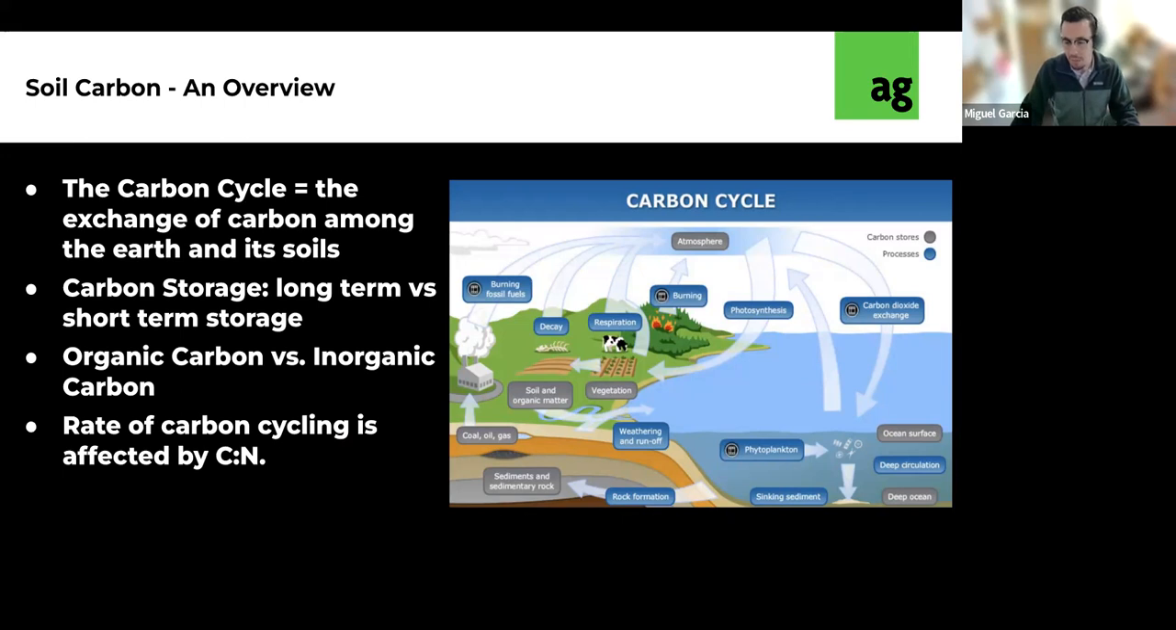So here we have a big picture of what the carbon cycle is. Basically, the carbon cycle is the exchange, transport, and transformation of carbon among the Earth's ecosystems. A snapshot of that would be how the carbon dioxide from the atmosphere is taken up by plants, who transform it into carbohydrates that they use as their source of energy. A large portion, sometimes as much as half, of the carbohydrates that the plants produce is actually introduced into the soil. And we call these exudates.